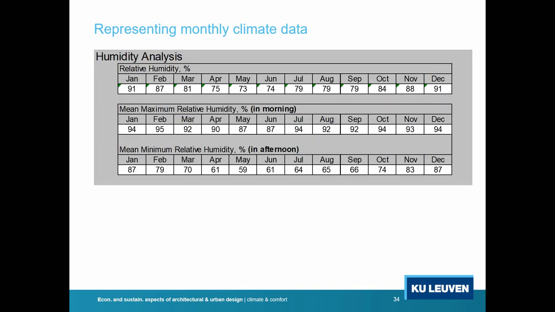And then the humidity, the mean minimum, the mean maximum. Typically it's also available, the average, or you just calculate it the same way as I did for the temperatures. You add these up and you divide by 2 to have the average.